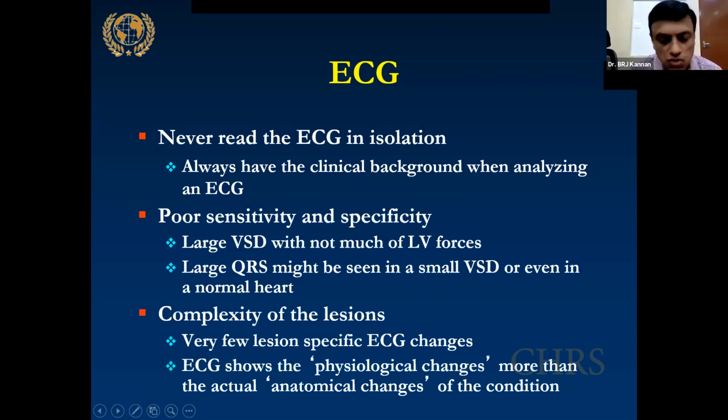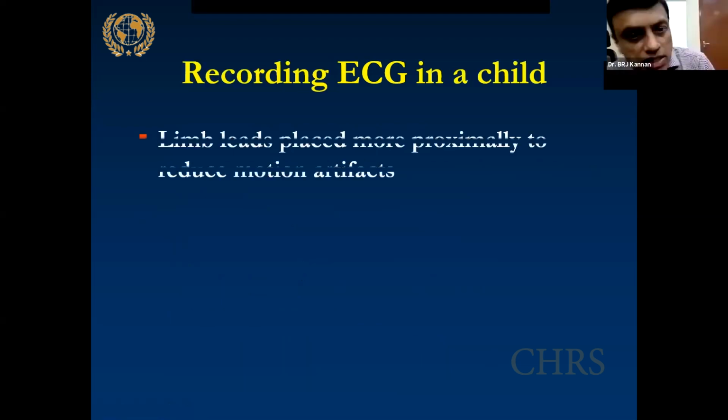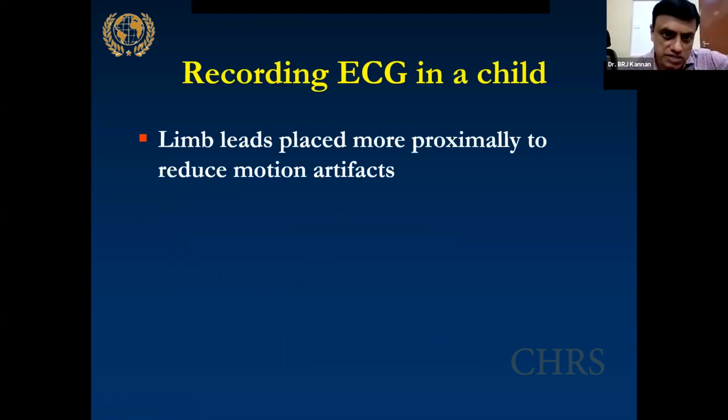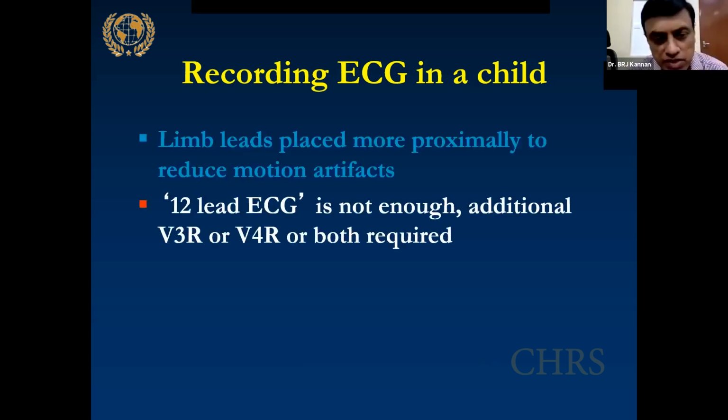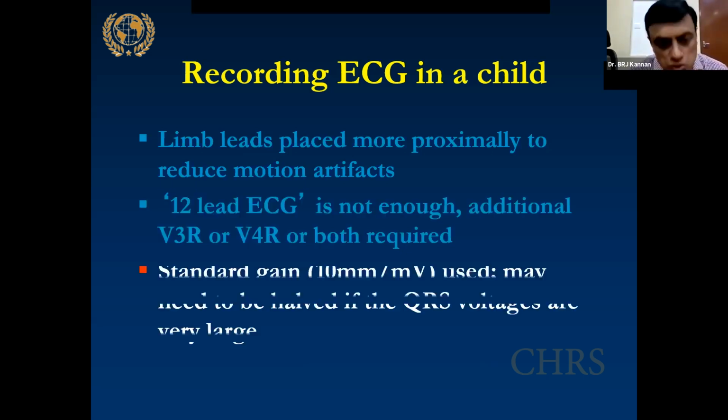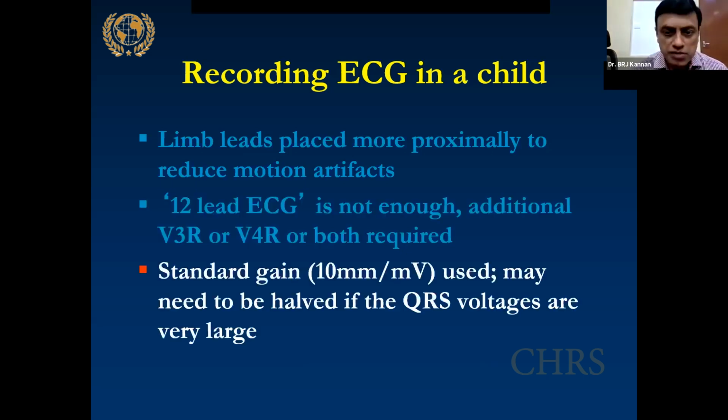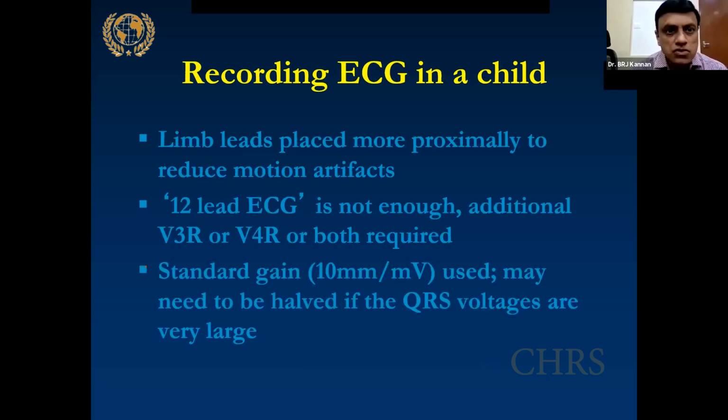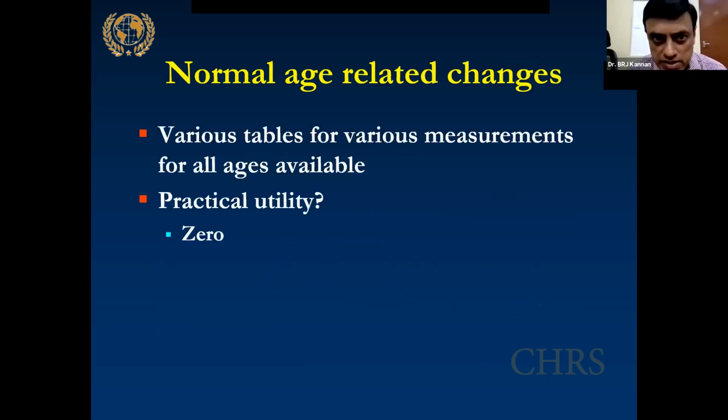Anyway, let us go through how we can use this ECG effectively. When we record the ECG in a child, the limb leads are placed more proximally to reduce the motion artifacts. An older child will be cooperative, allowing us to take the ECG, but a younger child, infant or neonate may not allow us to take a proper ECG. So we can place the limb leads more proximally so that we get an ECG without any artifacts. The usual 12-lead ECG is not enough. We should have an additional V3R or V4R. Usually the standard gain of 10 millimeters per millivolt is used, but we may need to halve it if the voltages are very high.